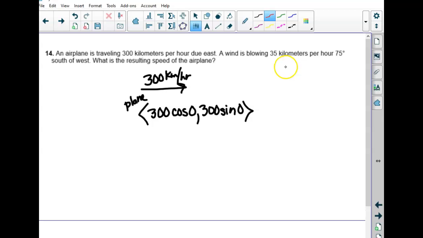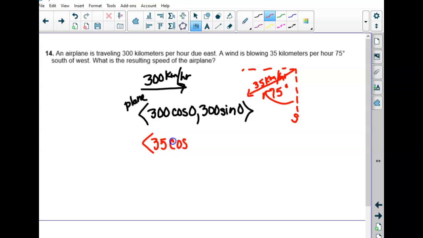So 35 kilometers per hour, 75 degrees south of west. So off of south towards the west, 75 degrees would be in here. And it's blowing 35 kilometers per hour. So it's going to be 35 cosine of something and 35 sine of something. But here's where it gets confusing. Any ideas? We need the angle off the positive x-axis.